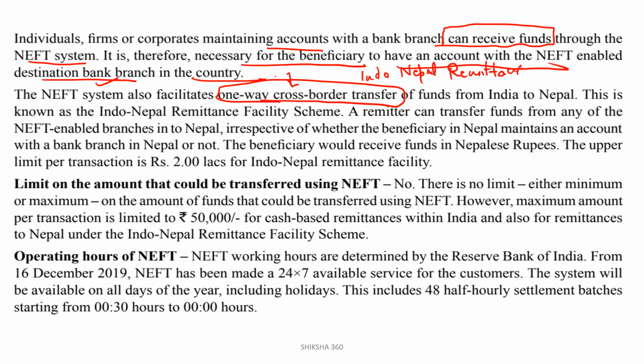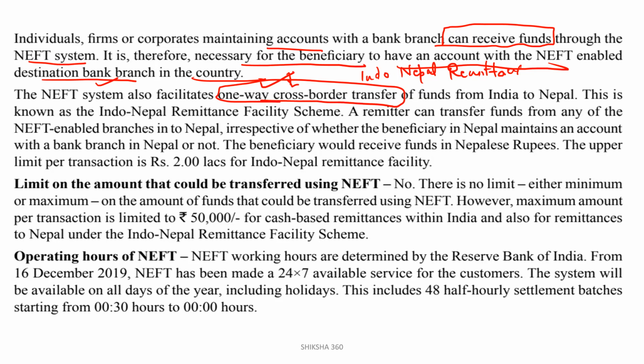The NEFT system also facilitates one-way cross-border transfer of funds from India to Nepal. This is known as the Indo-Nepal Remittance Facility Scheme. A remitter can transfer funds from any of the NEFT-enabled branches into Nepal, irrespective of whether the beneficiary in Nepal maintains an account with a bank branch in Nepal or not. So in the case of Indo-Nepal remittances, account maintenance is not mandatory.